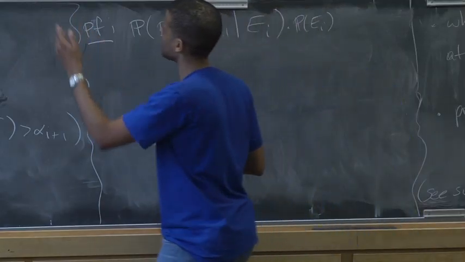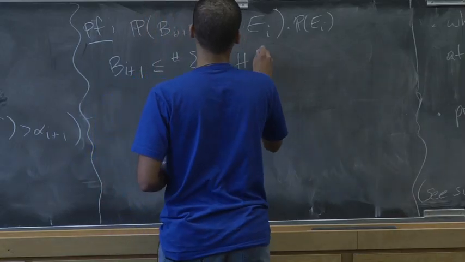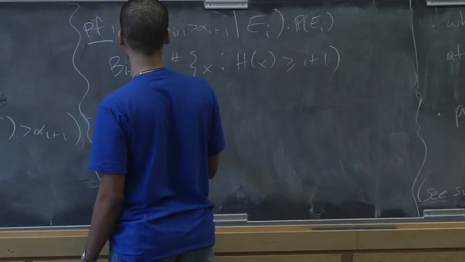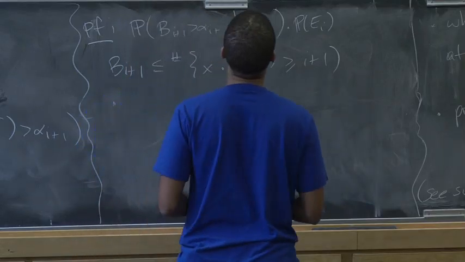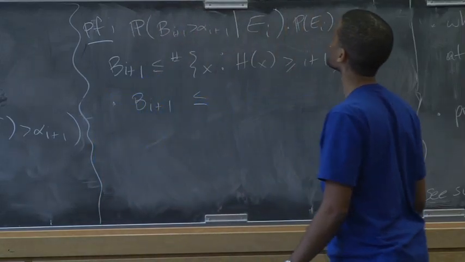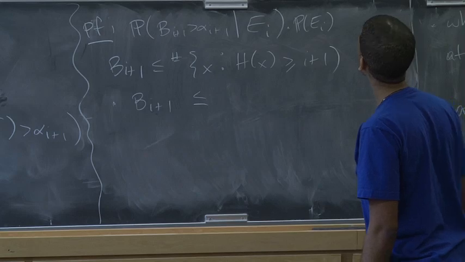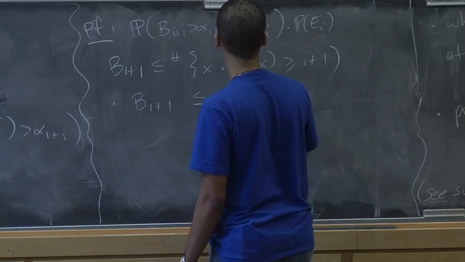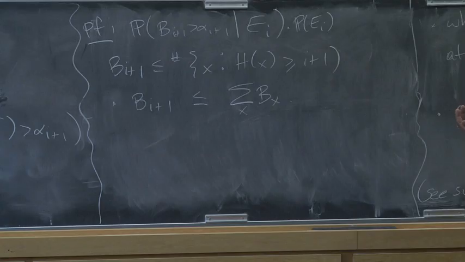So what did we say before? We had that b_{i+1} is at most the number of x's such that h of x is bigger than or equal to i+1. So now, again, we have that b_{i+1} is at most that same exact thing, which is the sum over x of b_x's. I shouldn't have used the same letter to mean loads of.